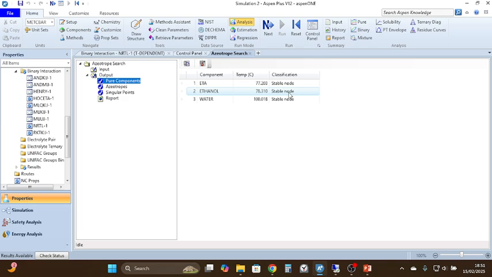But over here we are doing analysis, right? You have this table giving three components and the temperatures of the three components. There is another column which says classification, and there only stable node is written. So my question is what to infer from this classification, and why stable node is written there.